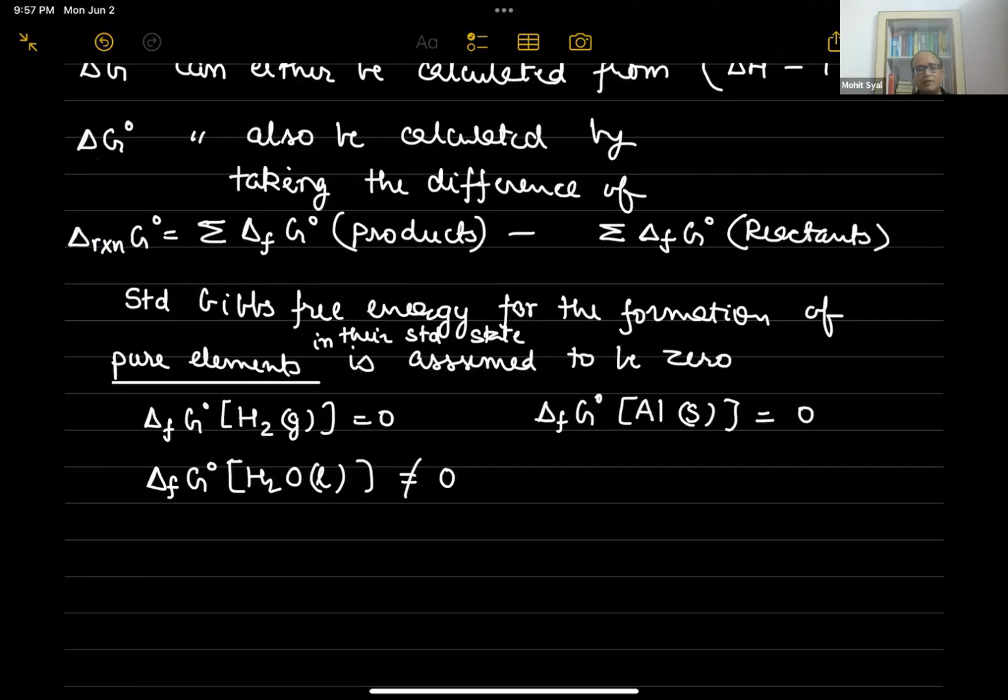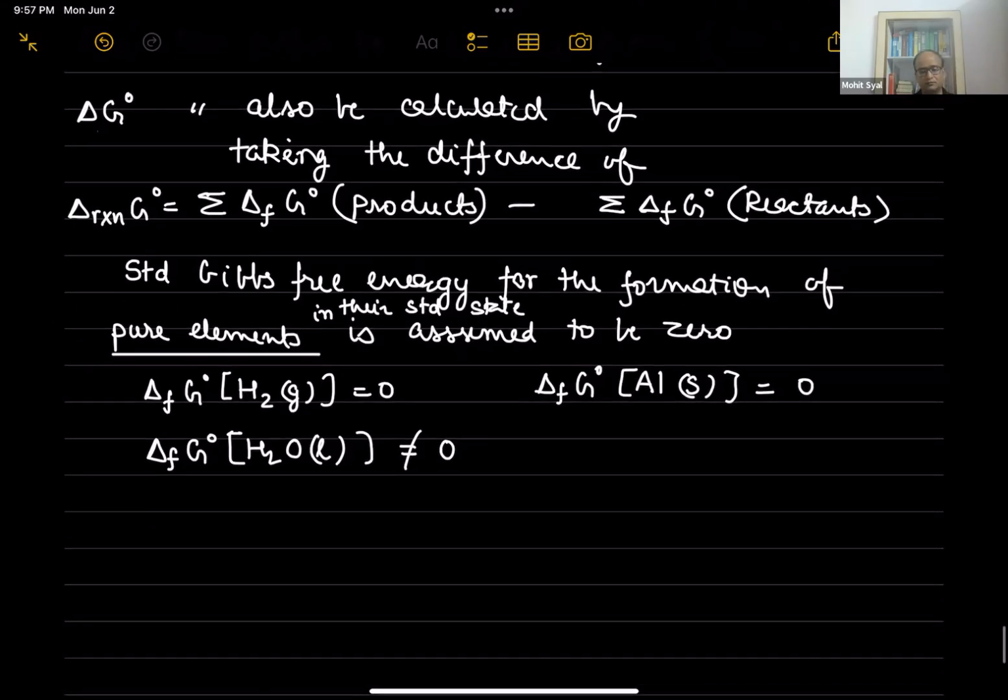Or it can be given with delta H also. Delta G equals delta H minus T delta S if it is given. Then you can easily know the sign, and if the sign is negative, you can make out whether the reaction is spontaneous or not. So let's do a numerical on this.